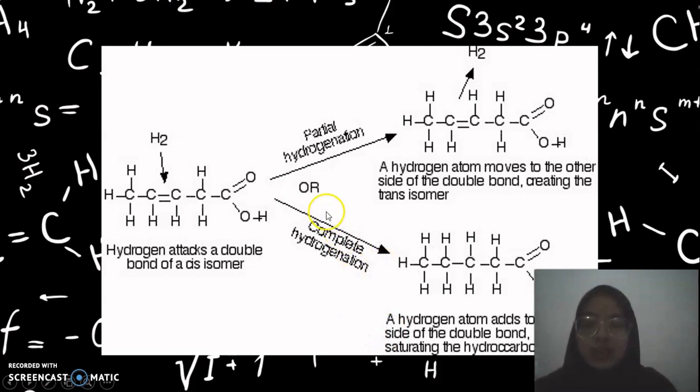So this is how the hydrogenation reaction works. The hydrogen will attack the double bond. This is the fatty acid and it will react with hydrogen, and then the hydrogen will be added at the C double bond C. This is complete hydrogenation, where hydrogen is added to both carbons, so it will saturate the hydrocarbon chain. And then this is partial hydrogenation. For partial hydrogenation, the hydrogen atoms will be moved only from one side to the other side of the double bond, so it will create an isomer.